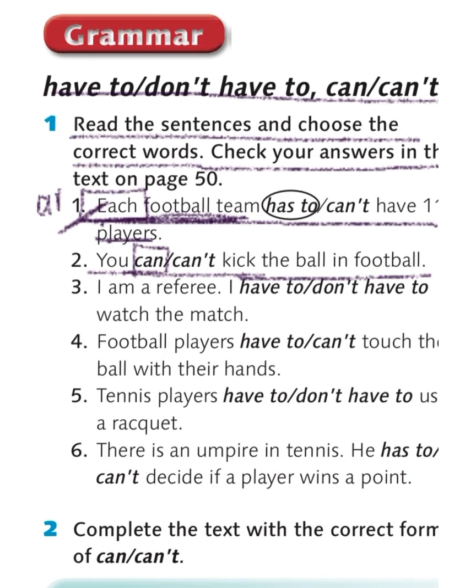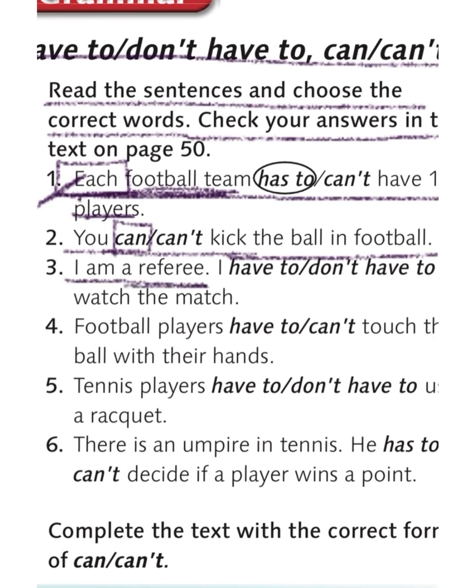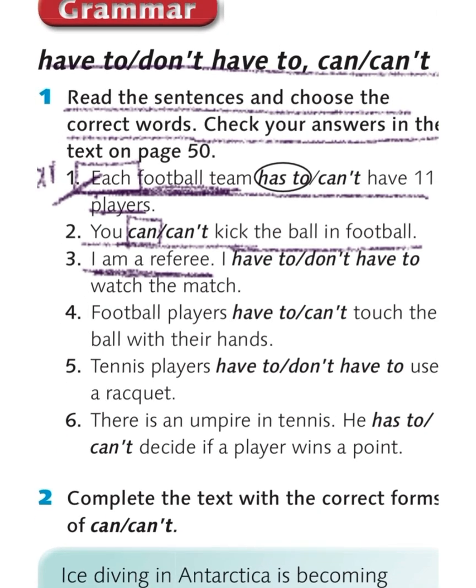Come on, Leen. Number 3. I am a referee. Referee means the judge of the game. Excellent. We said in a football game, what do we call the judge? Referee. But in tennis, what do we call him? Umpire. Excellent, umpire. In football, we call him referee. What does a referee do? He makes sure everyone is following the rules.